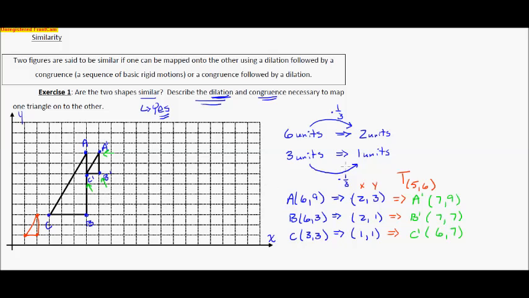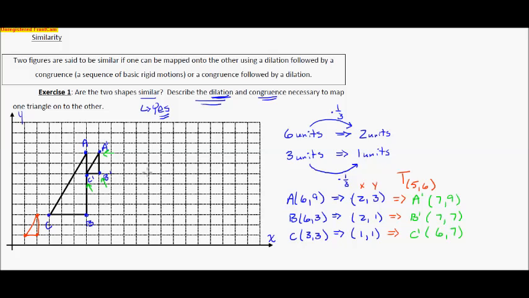Alright, so what I did was I proved two things. I proved that I could change this big triangle to be the same size as this small triangle by multiplying by a third. And I took this triangle and I translated it to the right 5 and up 6, and that brings me right to this triangle A prime, B prime, C prime.